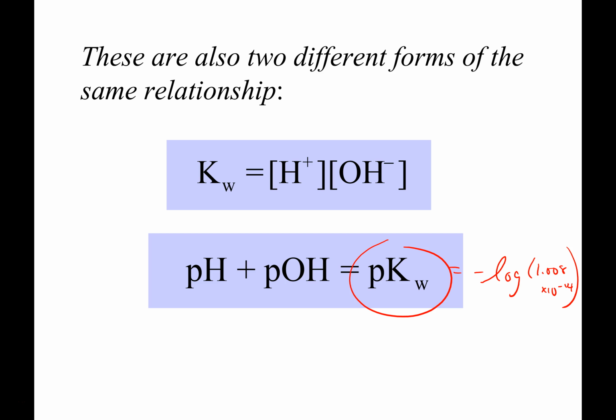And what do you get? I don't want to get it wrong, but I got 13.996. Okay, 14.00, so rounded it to 2 decimals. Yep. Did you guys get 14.002? You see where that came from? 14.00. That's at 25 degrees Celsius.